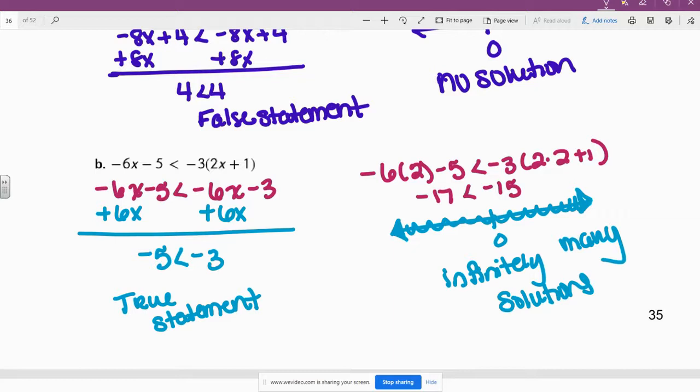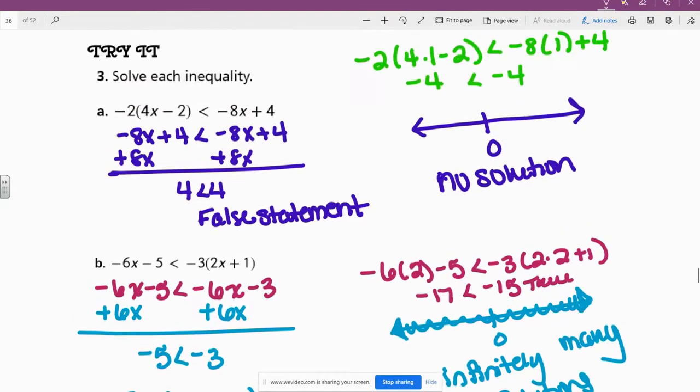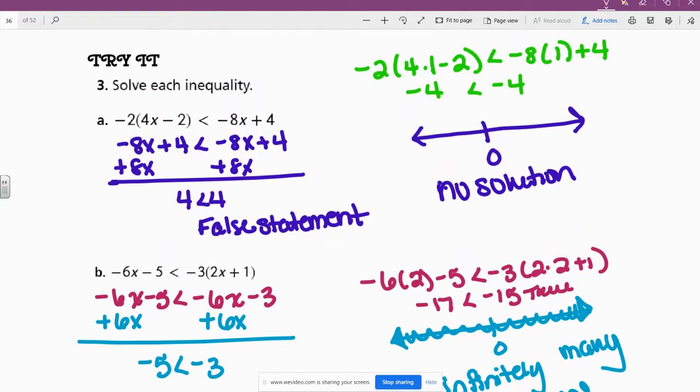Again, you can check negative 20, 20, 100, negative 100, 0. It doesn't matter. It will end up with a true statement. So this one's a true statement, which is why it's infinitely many, and this one's a false statement, hence the reason why it's no solution.